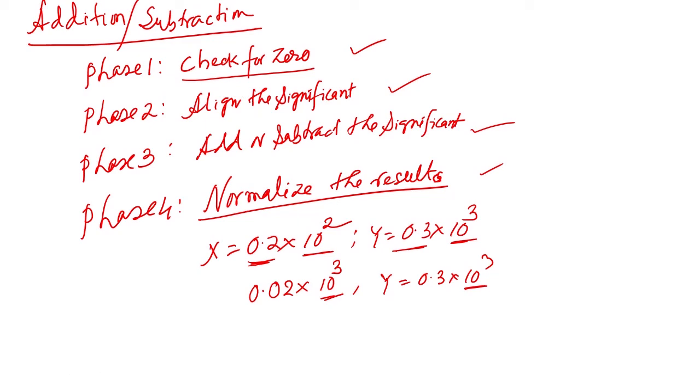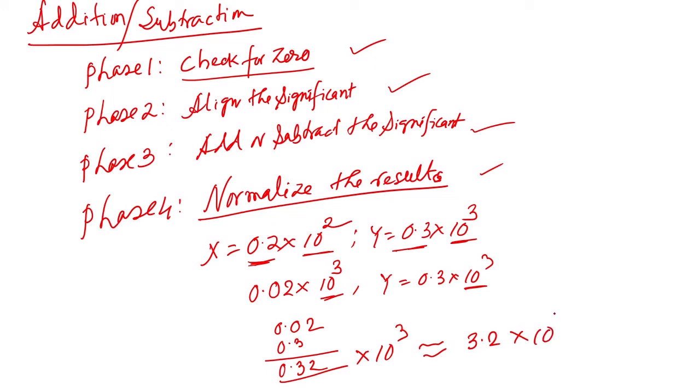Then what is the next step? Add or subtract the significands. So, this is addition. You add 0.02 and 0.3, so then you have 0.32 into 10 to the power 3. Then you have to normalize: if you want to normalize it, it is 3.2 into 10 to the power 2. So, that we will write in a flow chart here.